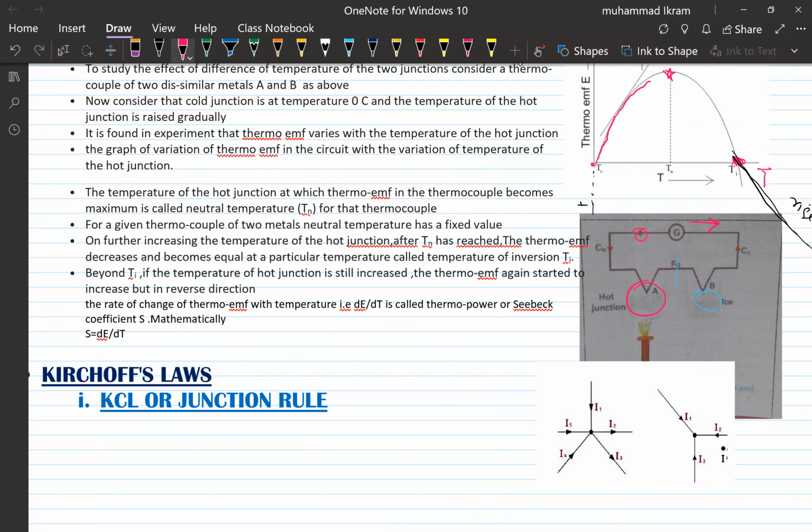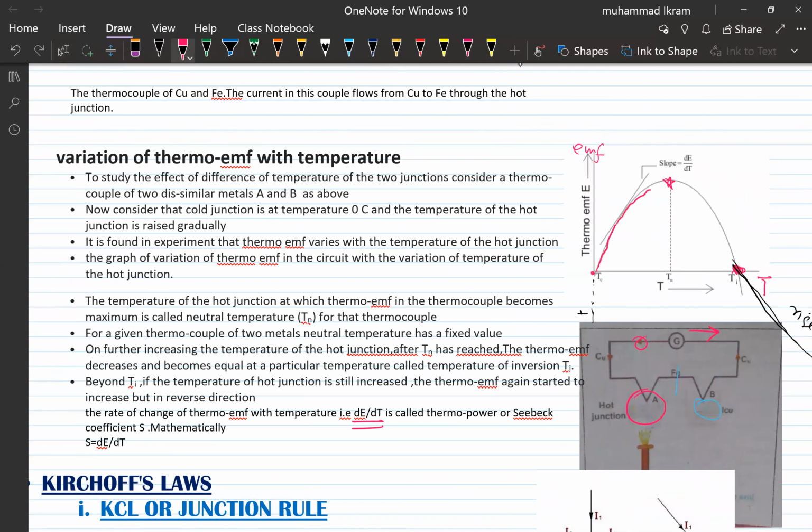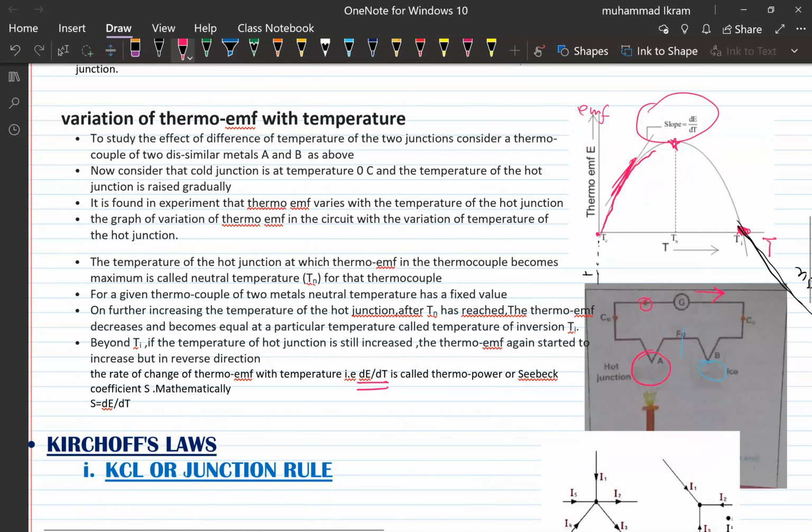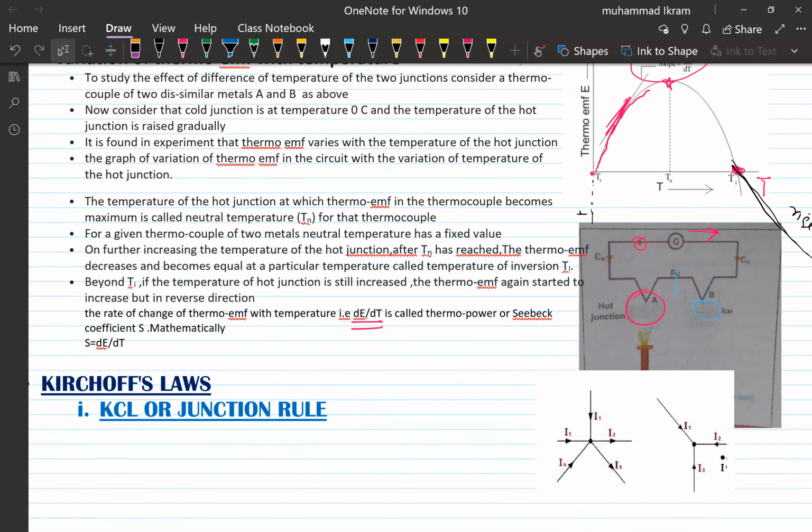Now, the rate of change of the thermo EMF with temperature is called the thermal power or the Seebeck coefficient. That is the ratio of the induced EMF to the change in temperature. This, which can be calculated from the slope of the graph, is called the thermal power or the Seebeck coefficient, right? Much of the explanation is missing from your book, like why it stops here and why it then reverses direction when you keep on increasing the temperature and not decreasing. That is missing, and I think it is beyond the scope of the syllabus to discuss this here.